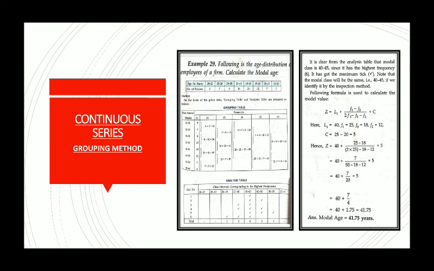Using that, again in the same way we will prepare a grouping table where the class will be written in the very first column, and again the sixth column will follow the same method. The first one is the total of 2, 5 plus 7, 8 plus 18, 25 plus 12.